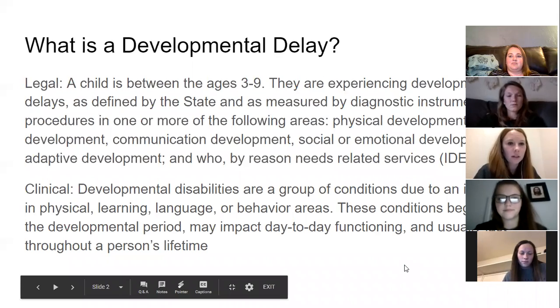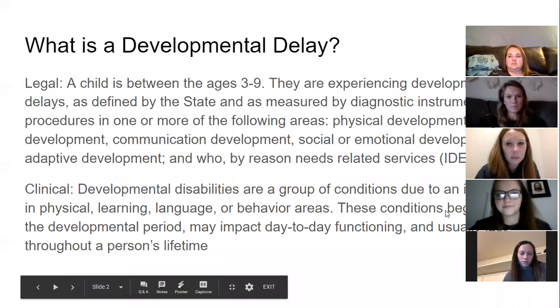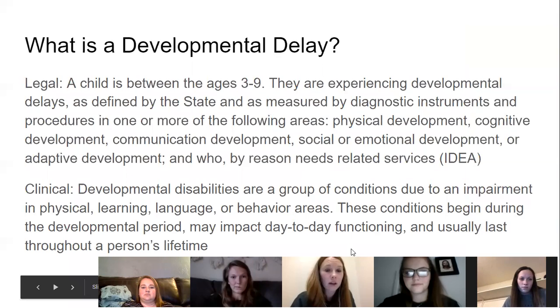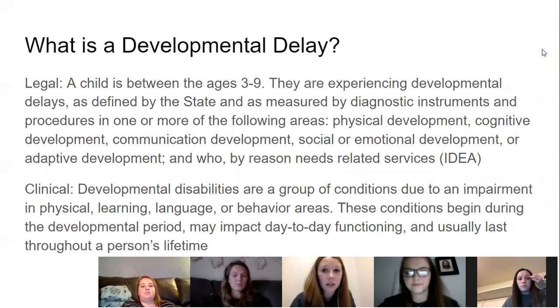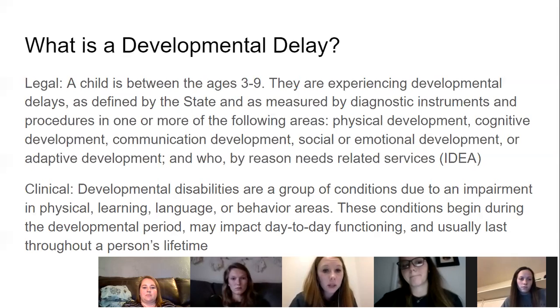So what is a developmental delay? It means a child is between the ages of 3 through 9. They're experiencing developmental delays as defined by the state and as measured by diagnostic instruments and procedures in one or more of the following areas, such as physical development, cognitive development, communication development, social or emotional development, or adaptive development, and who by reason needs related services.